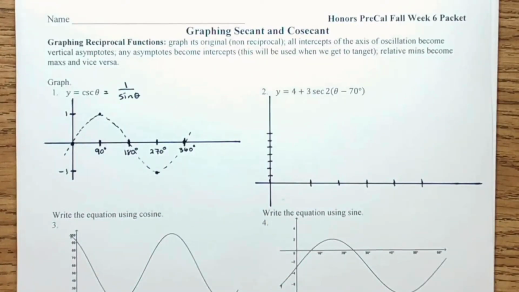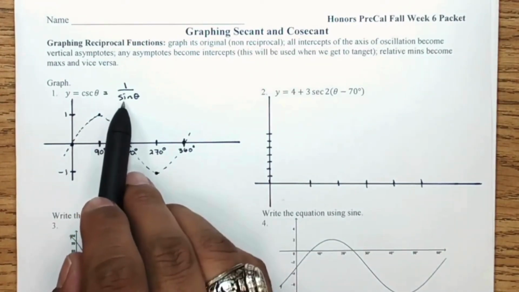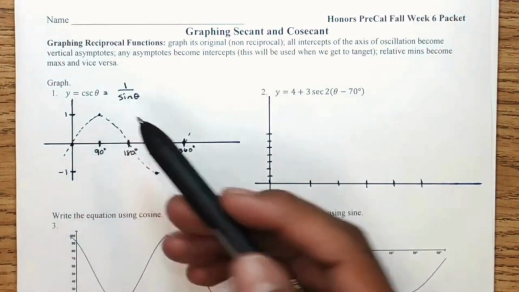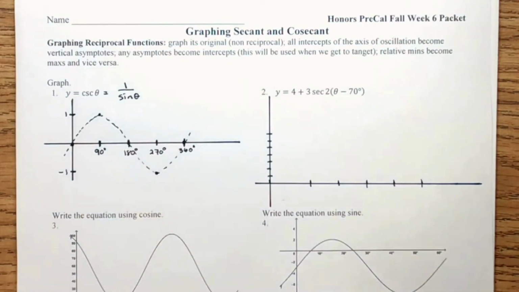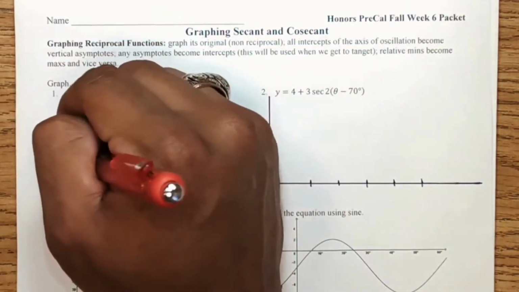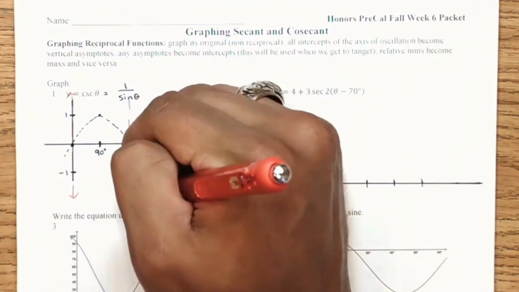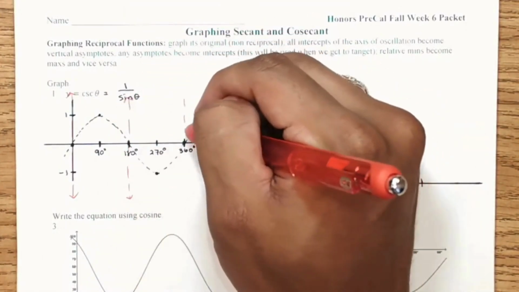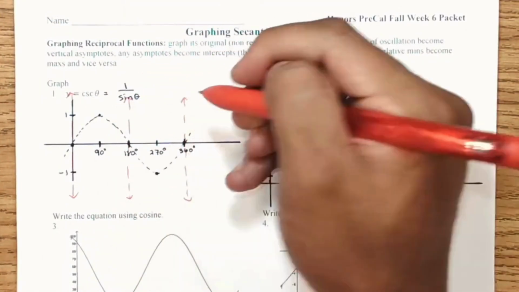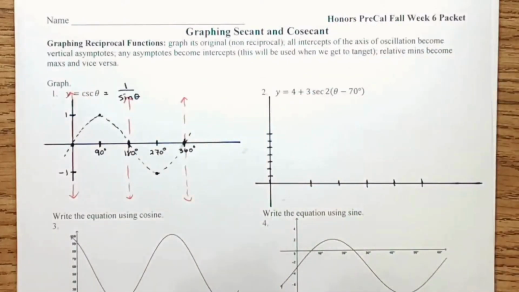Well, if sine is 0, we have 1 over 0. 1 over 0 is undefined, and we graph undefined with asymptotes. So my graph is going to have these asymptotes, these vertical invisible lines that we draw using dashed lines to denote that it will never cross the vertical asymptote. So then, what does the actual cosecant graph look like?